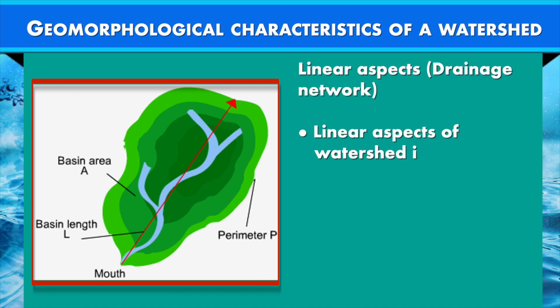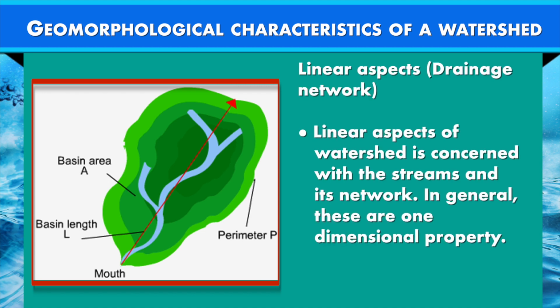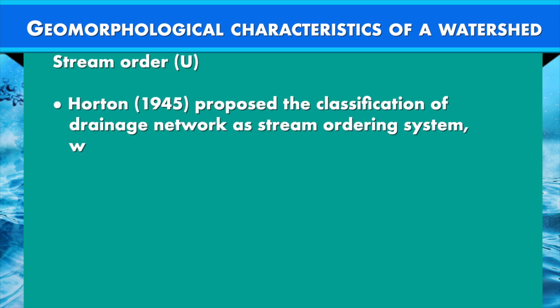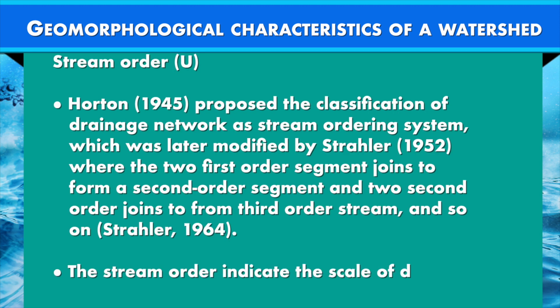Learners, the linear aspects of the watershed include the following parameters. The basic unit of a drainage is its order. The drainage network is classified in a hierarchical system defined by stream ordering, where the first order is the incipient stream at its point of origin. Two first order segments join to form a second order, and two second order segments join to form a third order stream, and so on. The stream order indicates the scale of the drainage catchment.